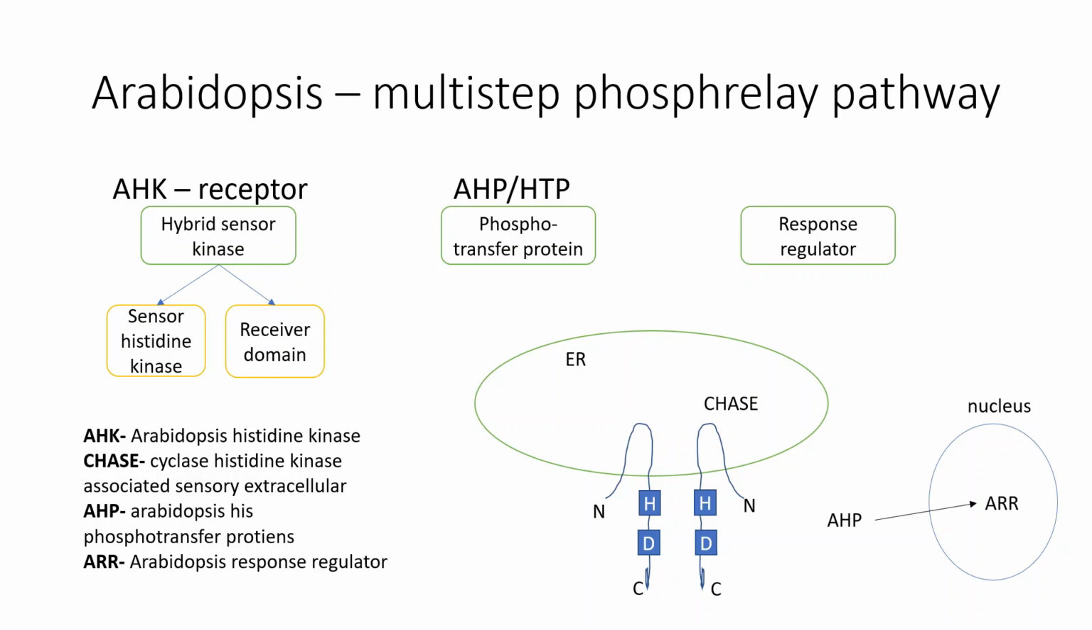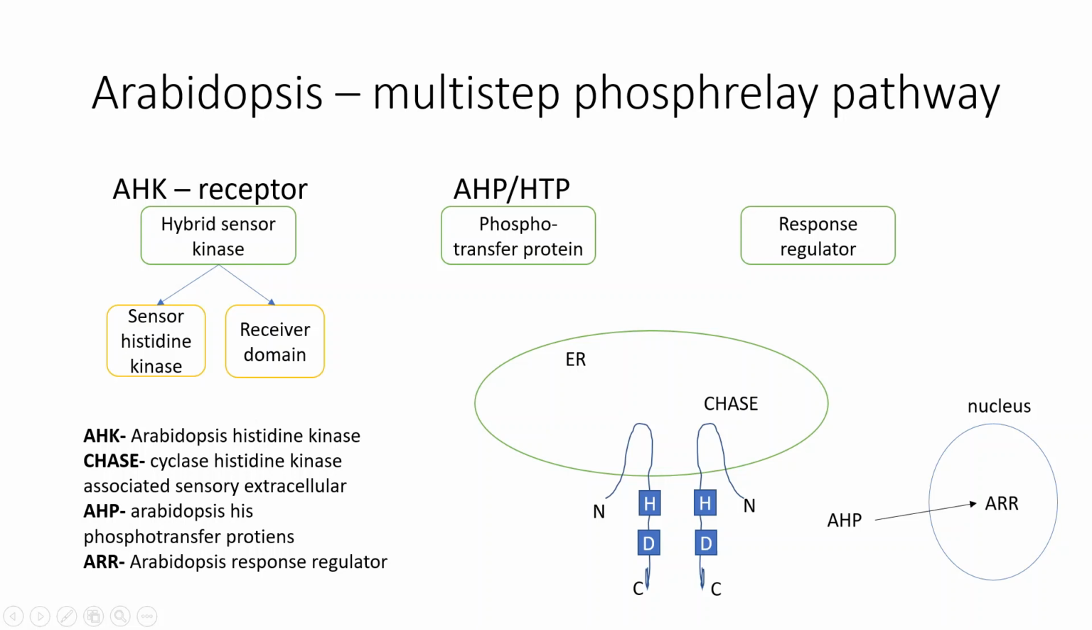Second, the phosphotransfer protein, which is also known as AHP here. AHP is Arabidopsis histidine phosphotransfer protein. Otherwise, simply it is also known as HPT, which is histidine phosphotransfer protein. And lastly, we have the response regulator. So here it occurs in the endoplasmic reticulum.